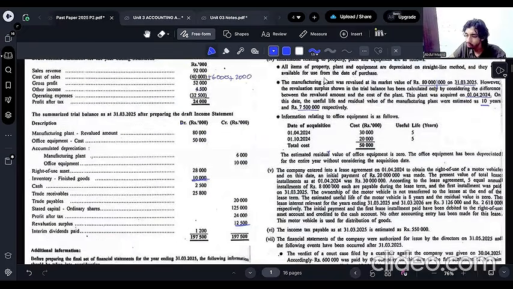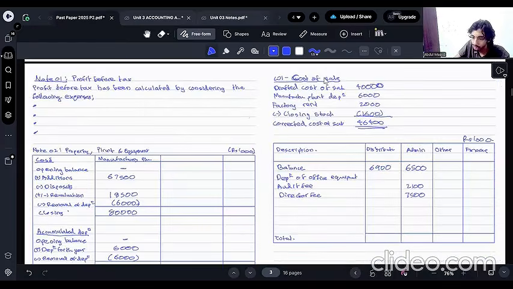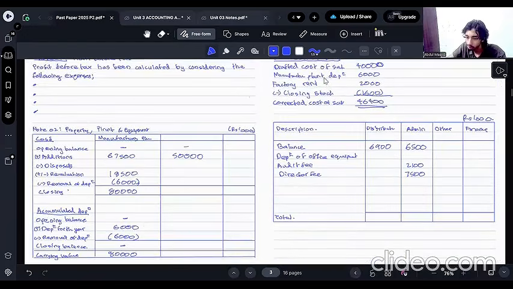On 1st of April 2024, we have purchased office equipment worth 30,000, which has a useful life of 5 years. On 1st of October 2024, office equipment worth 20,000 was purchased. That also has a useful life of 5 years. Totally, the purchase of office equipment during the year is 50,000. So you can go and put on the additions 50,000. Okay, office equipment.